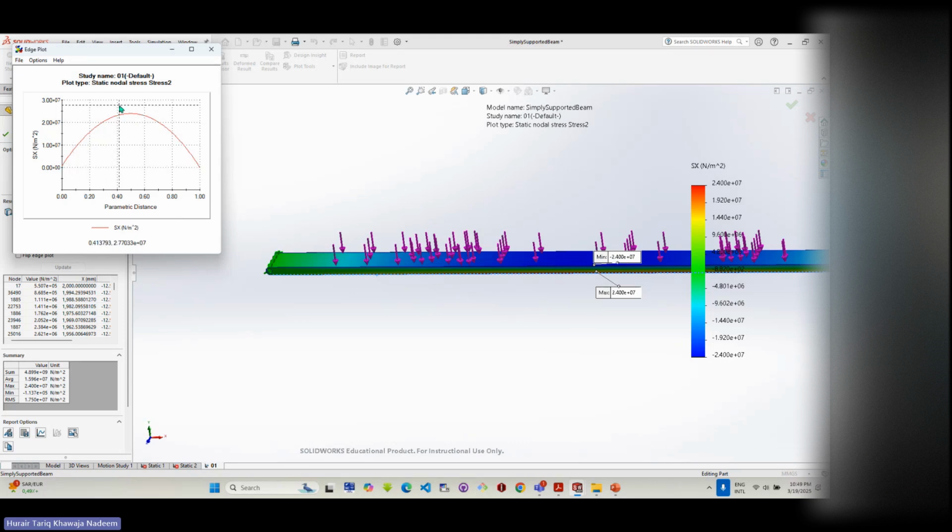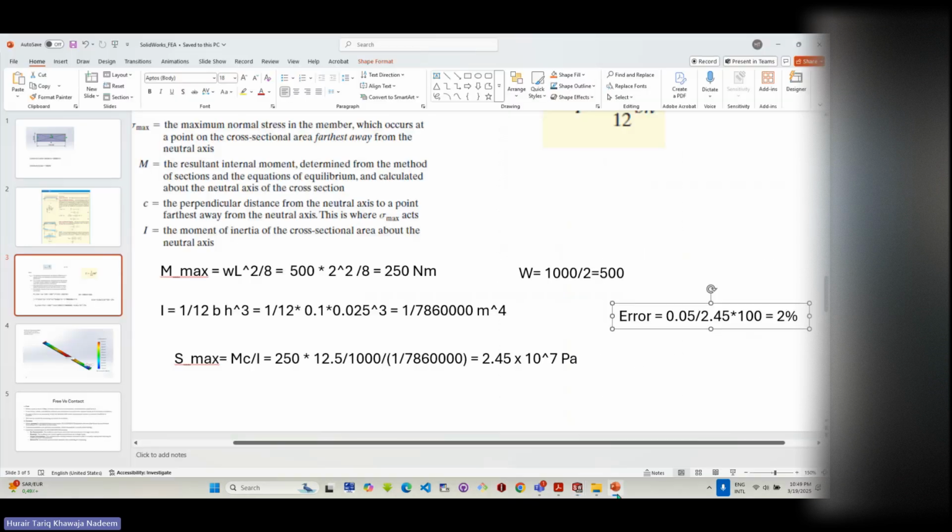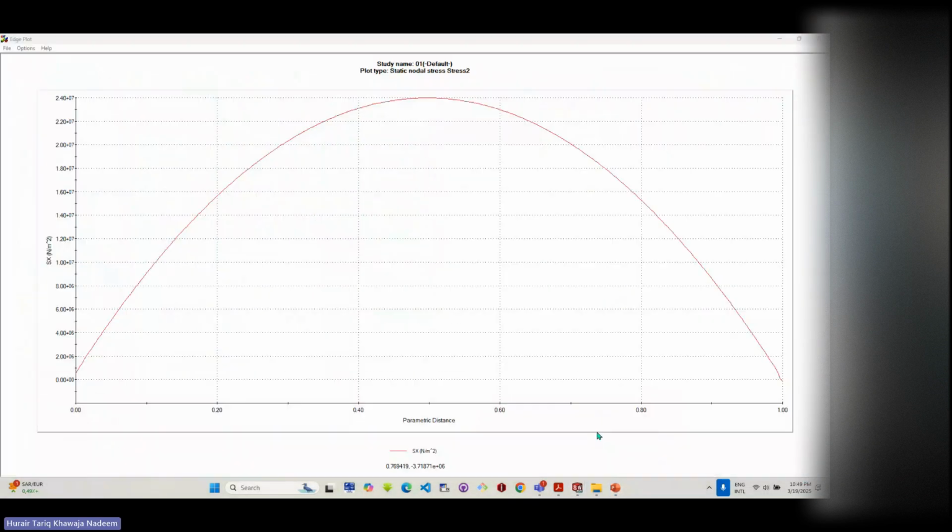Now what this tells you, what is this graph? Have you ever seen this graph before? Maximum moment. Yes, moment diagram. Look, 2.4 into 10 to the power 7. It's a bending moment diagram, isn't it? Yes, it's a bending moment. Let me go back again, okay? It's a bending moment diagram, isn't it?